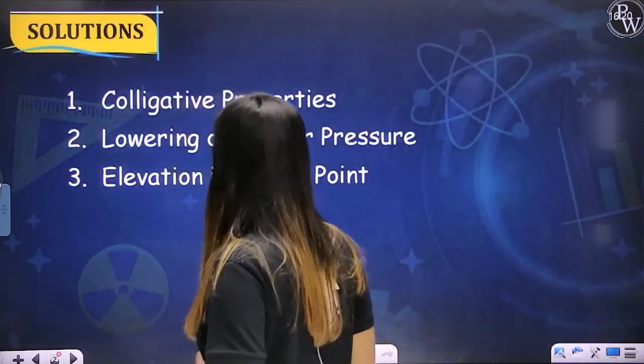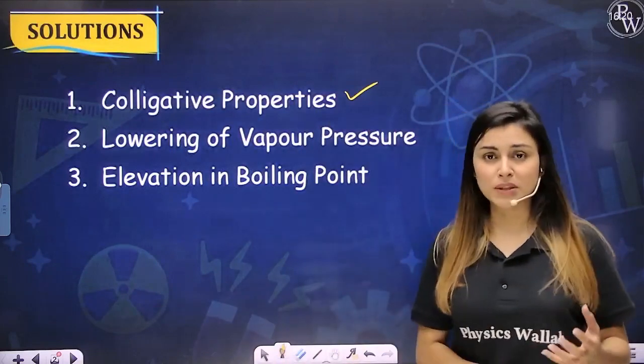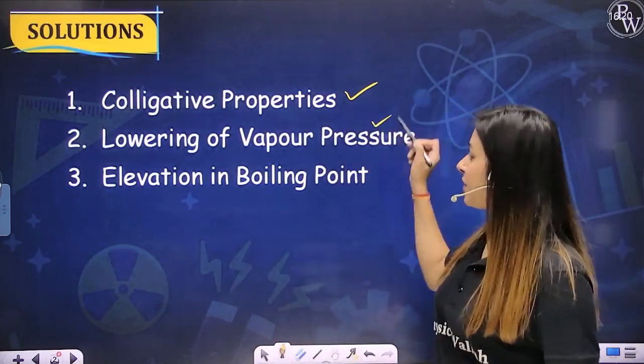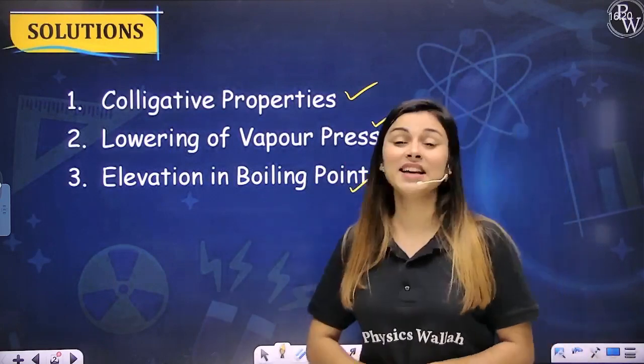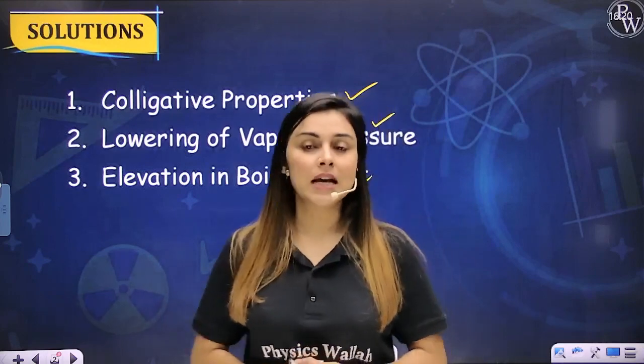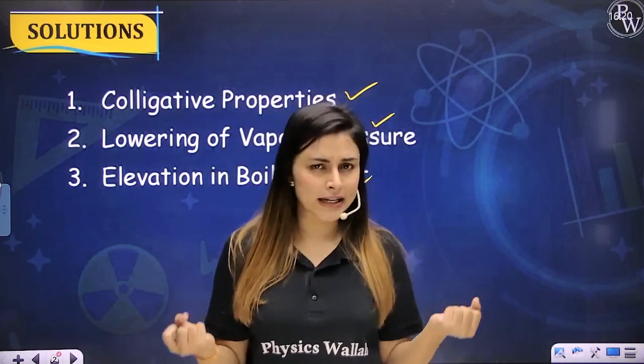So what are we going to cover? We are going to cover colligative properties. There are a number of colligative properties. The first is lowering of vapor pressure, and then we'll be discussing elevation of boiling point. Also, we are going to practice a lot of questions, PYQs, so that we'll gain a little confidence.